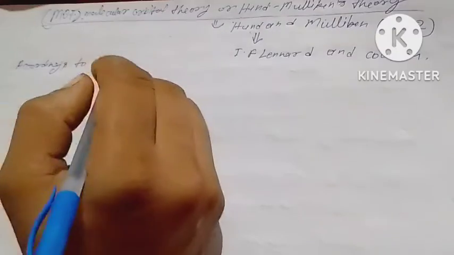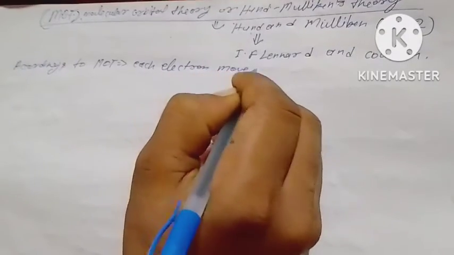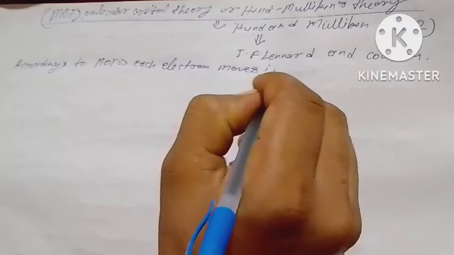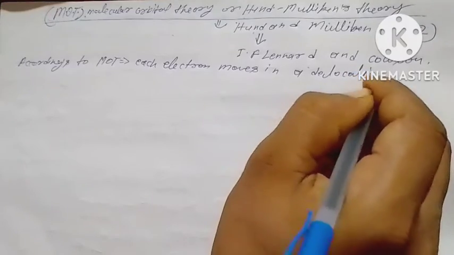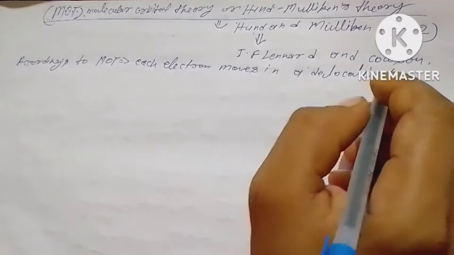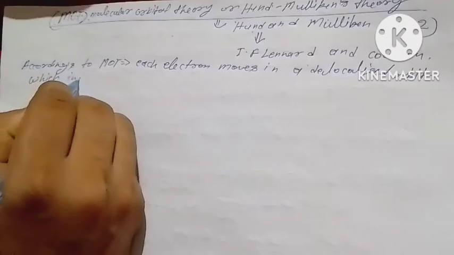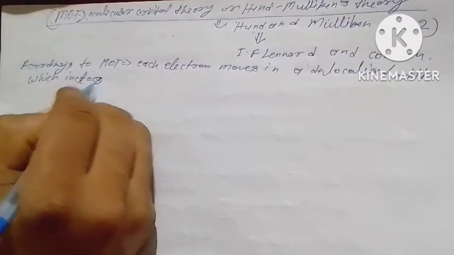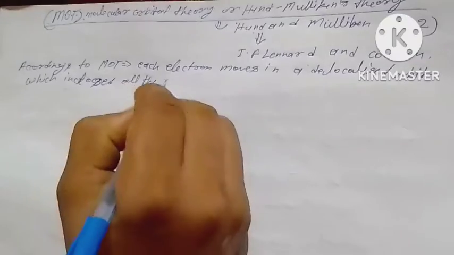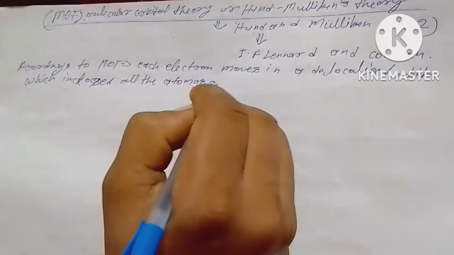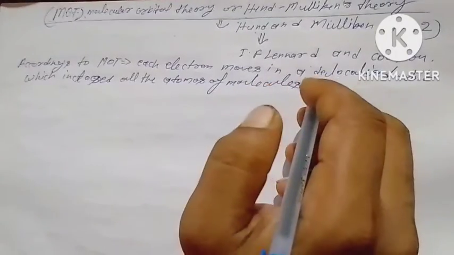According to MOT, each electron moves in a delocalized orbit which encloses all the atoms of the molecule.